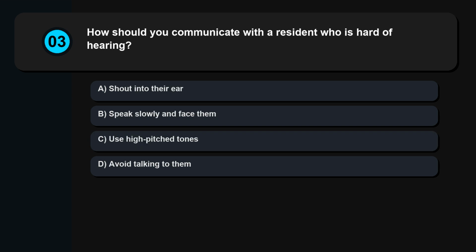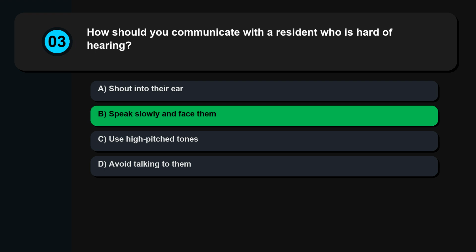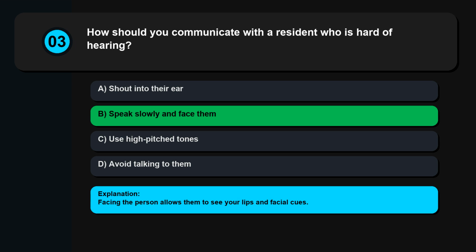Question 3. How should you communicate with a resident who is hard of hearing? Shout into their ear. Speak slowly and face them. Use high-pitched tones. Avoid talking to them. Facing the person allows them to see your lips and facial cues.